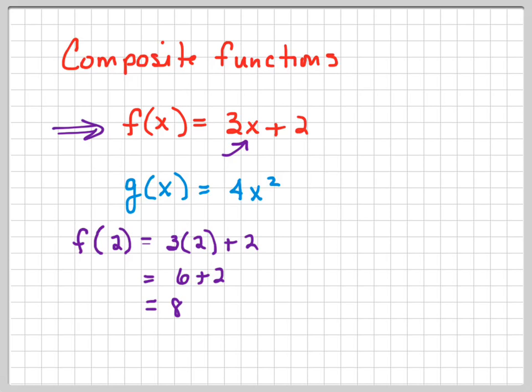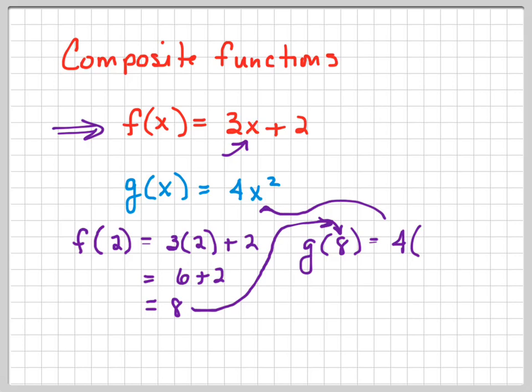Now let's say I take this answer and I plug it into function g, and let's say I want to find now the g of 8. So I took the answer from f, plugged it into g, and that is 4 times x squared, and it says plug in 8 for x, and so I get 8 squared, which is 64, times 4, and that is 256.